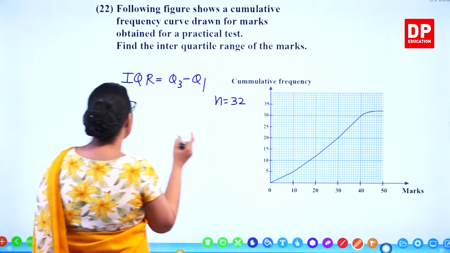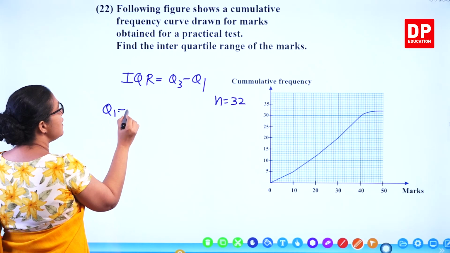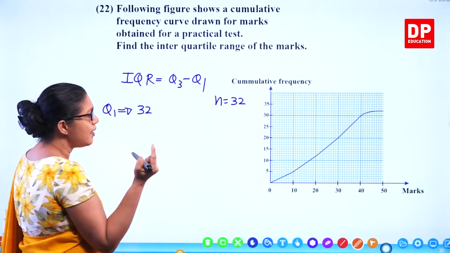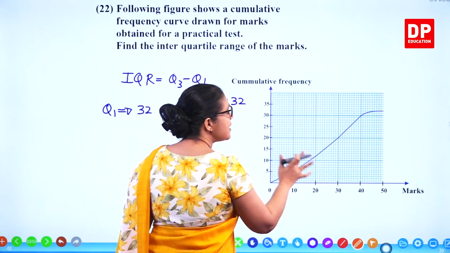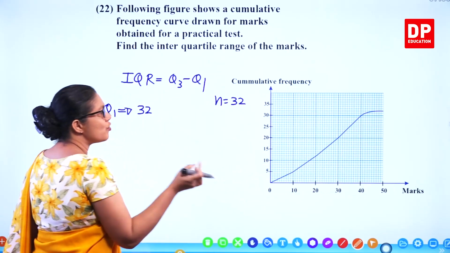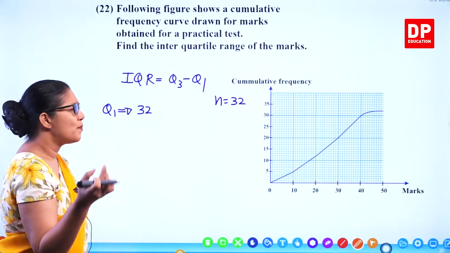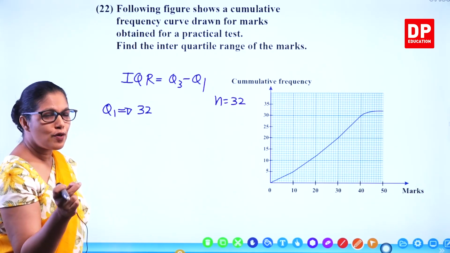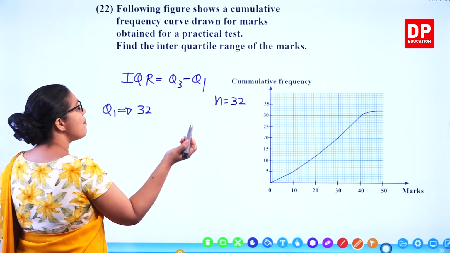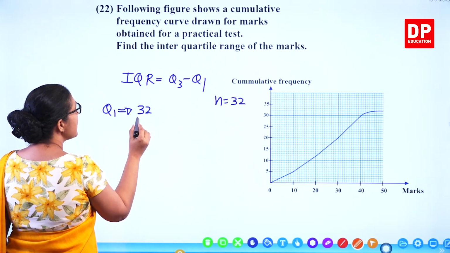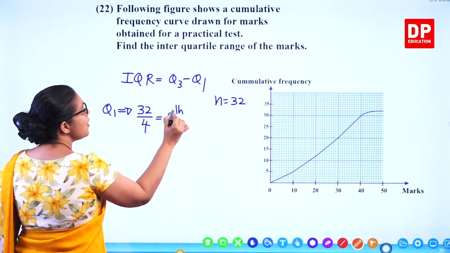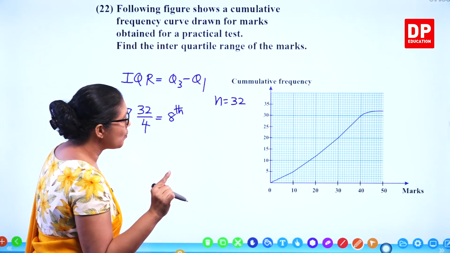So how will you find the first quartile? We take 32 divided by 4. We are always getting an estimated value, so you don't need to add 1 here. 32 plus 1 divided by 4, you don't need to do that for a cumulative frequency curve. So straight away n by 4. So 32 divided by 4 is the 8th one. So we need to find out where the 8th one is.